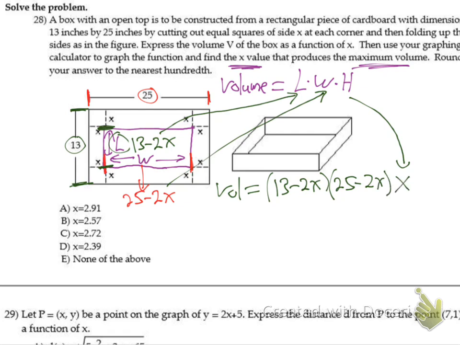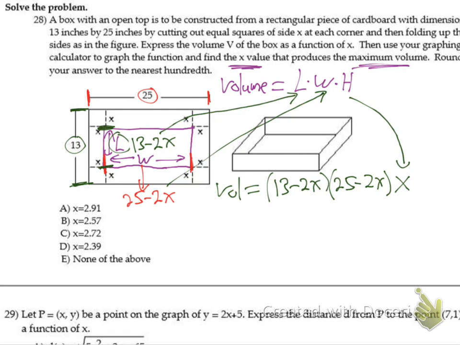Just x. Everybody see that the height is just x? Because you're cutting the four corners out of this flat piece of cardboard or piece of steel or whatever it is, and then folding it up to be a box. So when you cut out these four corners and you fold this up, that x becomes the height, doesn't it? When it folds up, that becomes the height. So there's our volume equation.